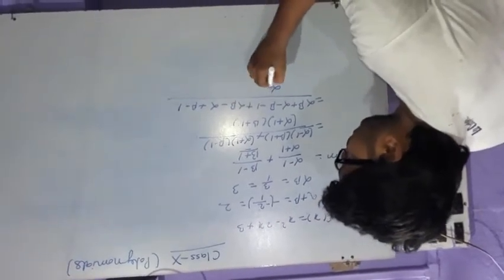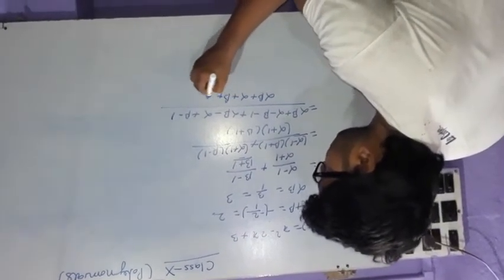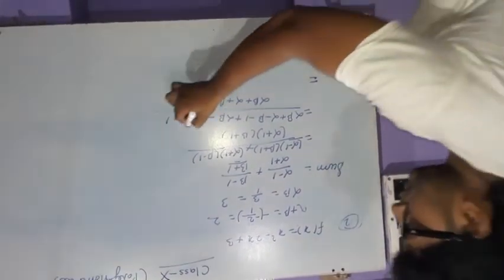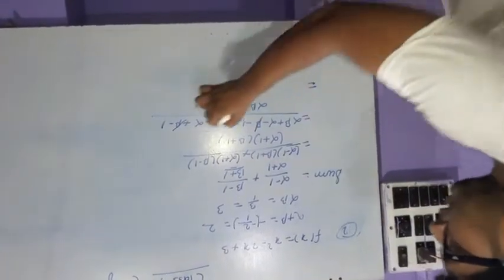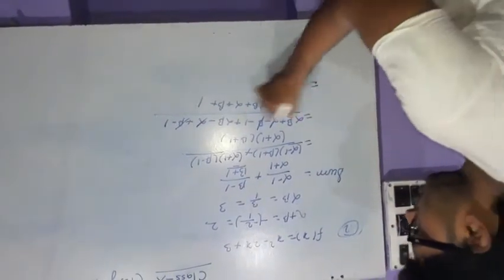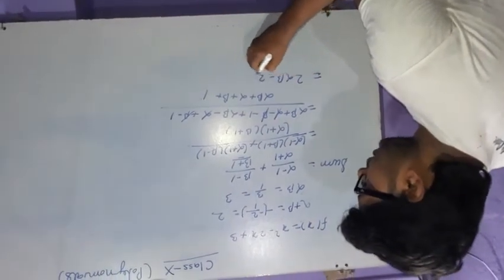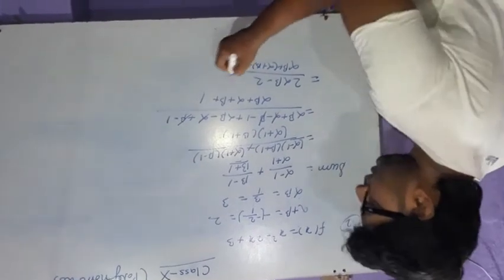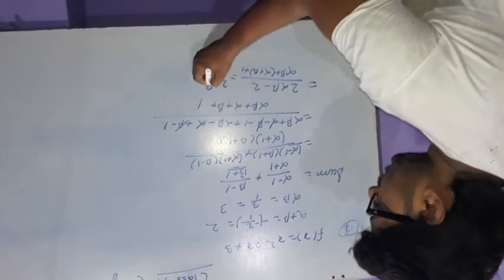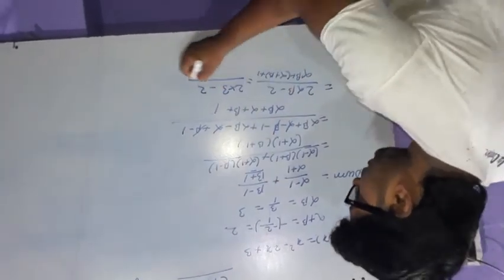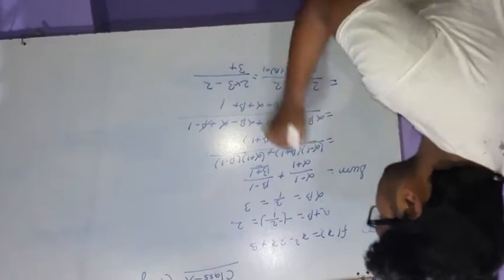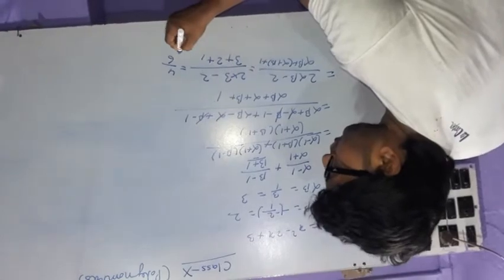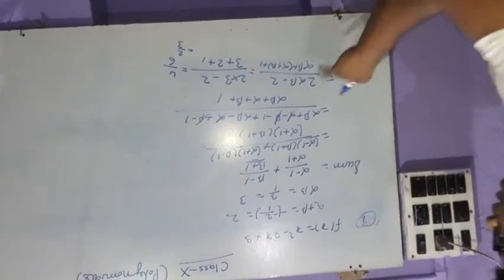Now the denominator: alpha beta plus alpha plus beta plus 1. Here beta and minus beta will cancel out, minus alpha and plus alpha will cancel out. So we get 2 alpha beta minus 2 upon alpha beta plus bracket alpha plus beta plus 1. So 2 times alpha beta value 3 minus 2, upon alpha beta value 3 plus alpha plus beta value 2 plus 1. So 6 minus 2 is 4 upon 6, which will be 2/3.